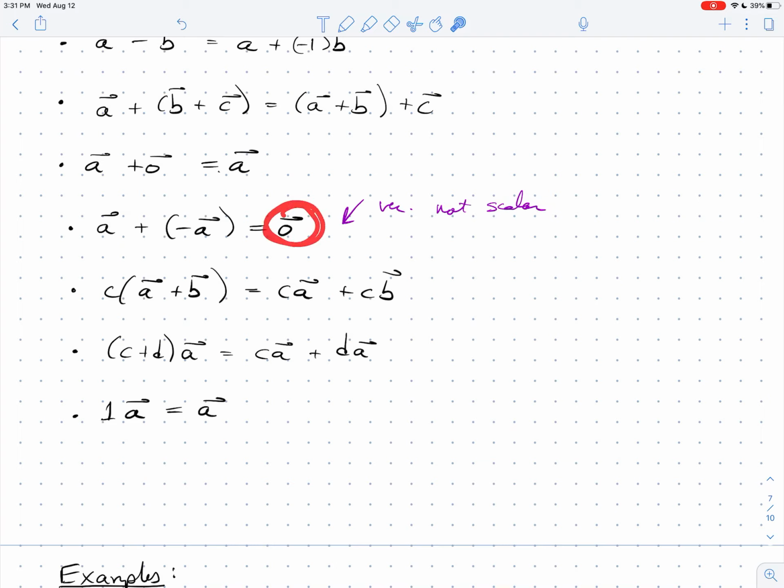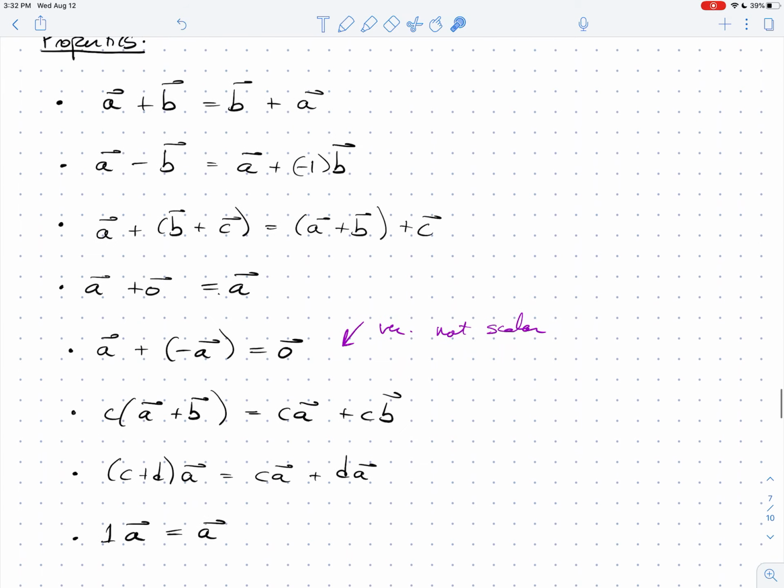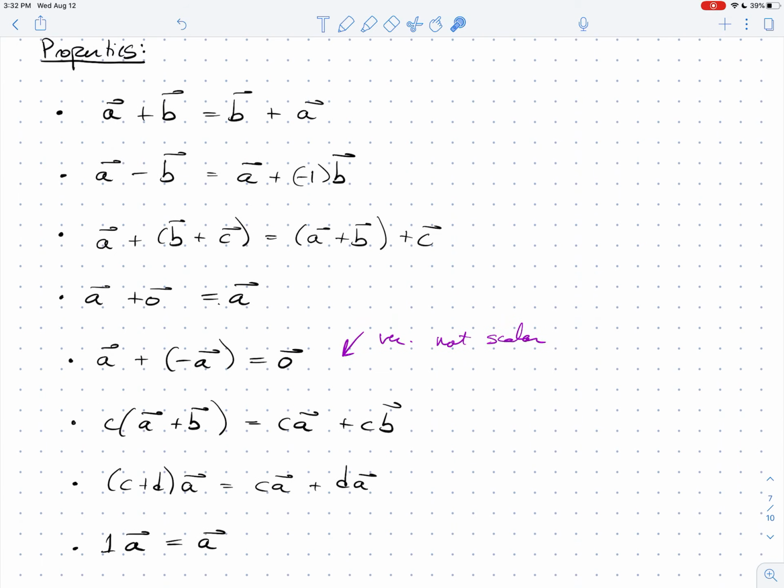It's the 0 vector, not the 0 scalar. So A plus minus A is 0. Make sure we get the right 0. It's the 0 vector. A constant times the sum of two vectors, you can distribute across the sum. A sum of constants times a vector you can distribute. And of course, 1 times any vector is just itself. So those properties somehow all should be expected, but do make sure that you're familiar with those.